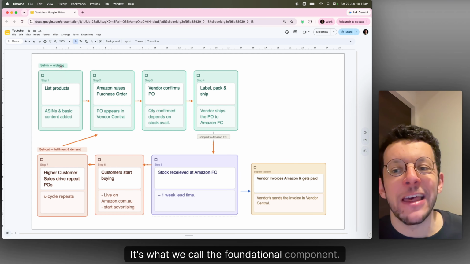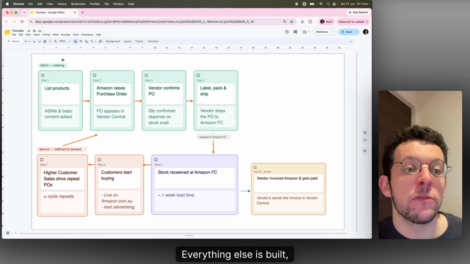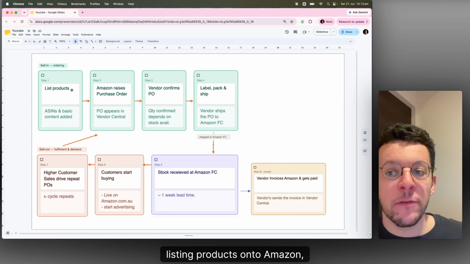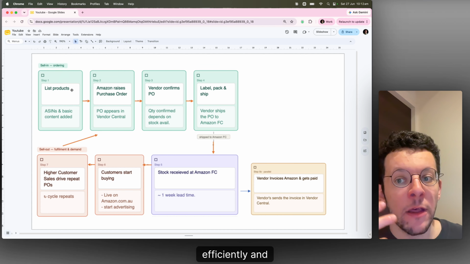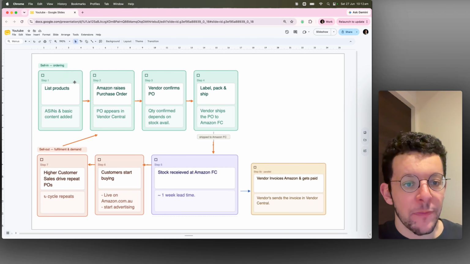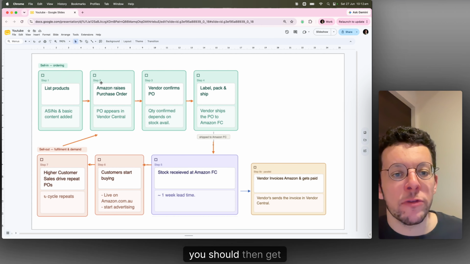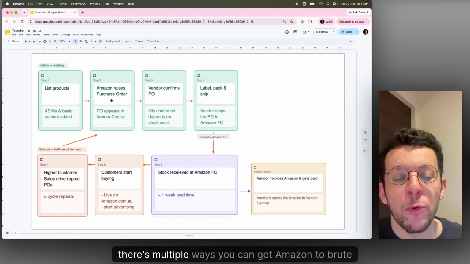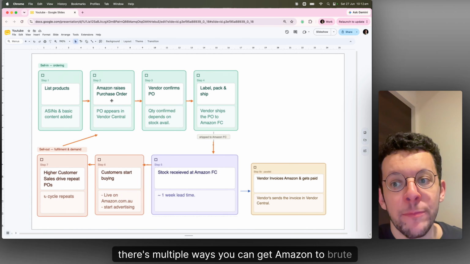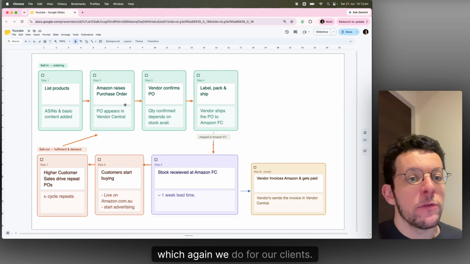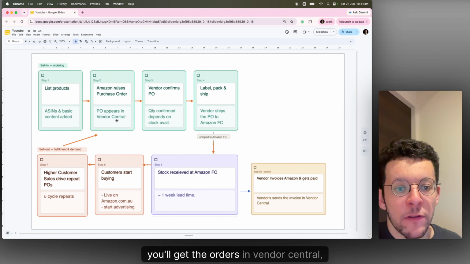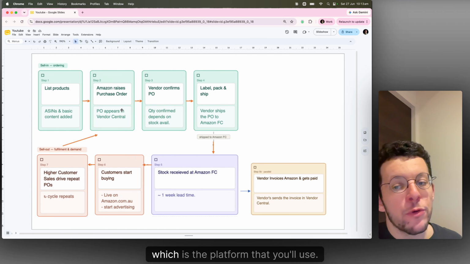It's what we call the foundational component. Everything else is built on top of this. So again, listing products onto Amazon, doing it properly, efficiently, and comprehensively. And if you've done that correctly, you should then get purchase orders. If you don't get them, again, there's multiple ways you can get Amazon to brute force POs, which again, we do for our clients. And so step two, you'll get the orders in Vendor Central, which is the platform that you'll use.